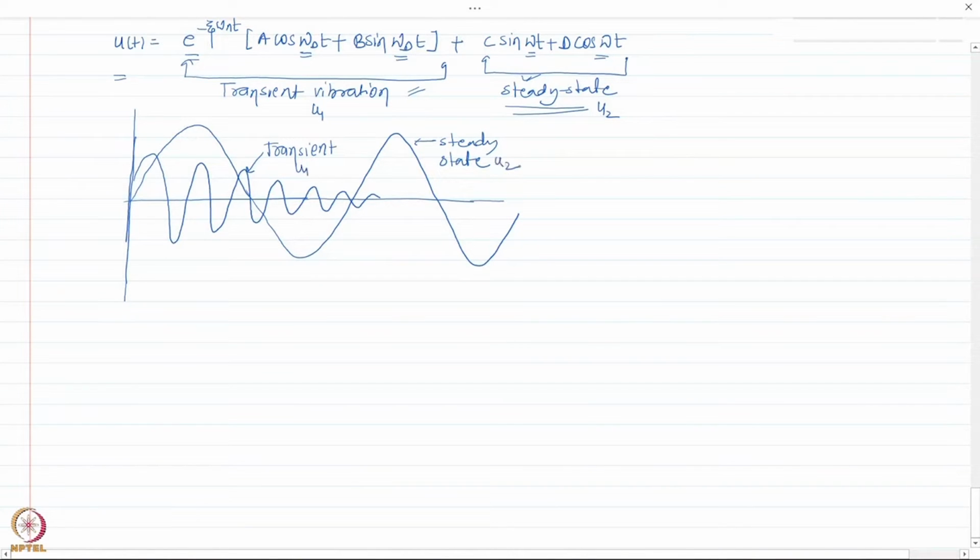So the total response is basically the sum of these two responses. And how I can draw it, it would look something like this. Pardon my drawing, I'll try to do as best as I can. So it would look something like this.